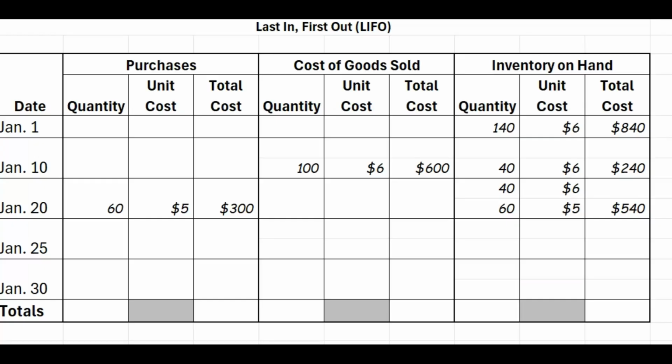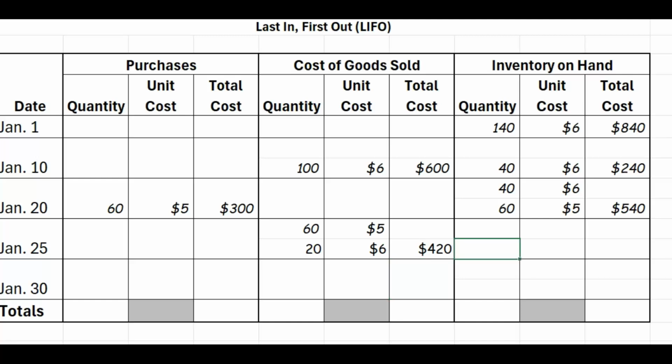We sold 80 units. Since we are using last in, first out, we are going to sell the most recently purchased units first. The 60 units that we just purchased for $5 per unit will be sold first, and then we will move to the next most recent purchase for the remaining 20 of the total 80 units that were sold. So 20 of the $6 units. Our total cost of goods sold for the January 25th sale is $420.